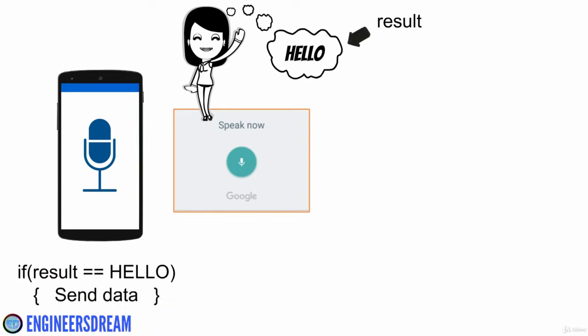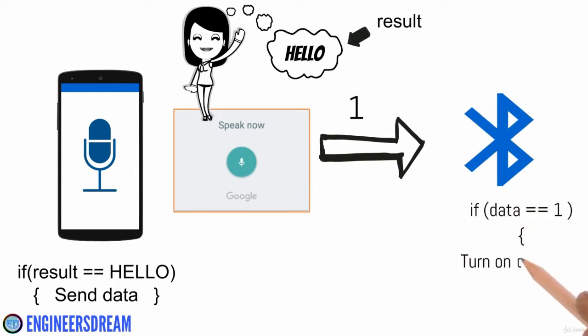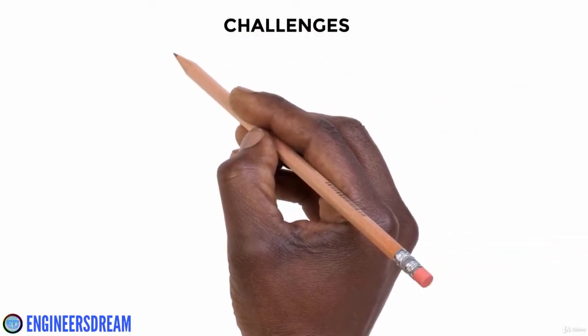And if the spoken text is equal to the text value inside the Android app, then we will send a numerical data from our Android smartphone to the HC05 Bluetooth. And thus, your device will be controlled by your voice. But controlling a device with voice comes with its own set of challenges.